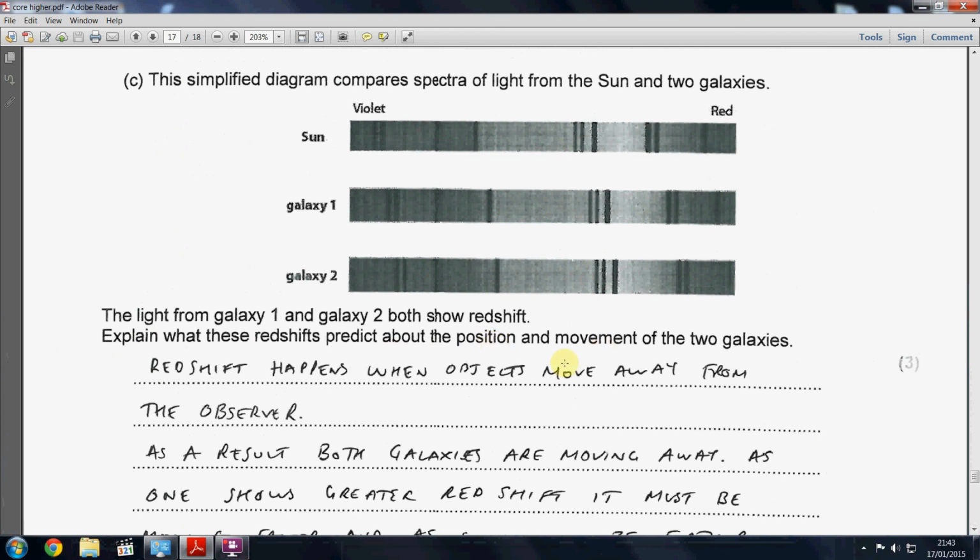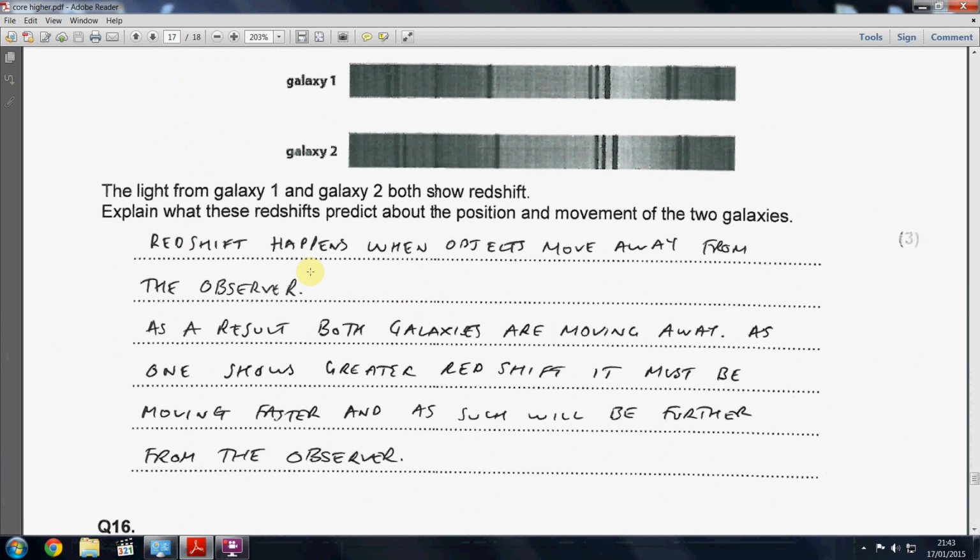So position and movement. So I've said, for 3 marks, redshift happens when the objects move away from the observer. As a result, both galaxies are moving away. But as one shows a greater redshift, it must be moving faster. So I've explained the movement part. If one is moving faster, then by definition, it will already be further away from the observer than the other one. And that's where I've explained the position. So I've said what redshift is, I've explained how the redshift affects the movement and position based on the two different redshifts of galaxy 1 and 2.